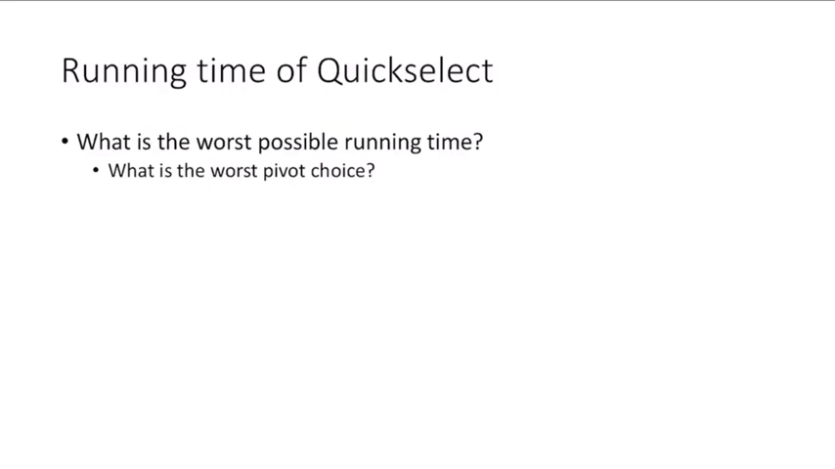Let's start by talking about the worst possible running time. Well, what gives us the worst possible running time? It's when we have to search the largest possible amount of array. So let's just say we're looking for the n over 2, the median value. So that's the order statistic we're looking for, the n over 2 value. What would be the worst possible pivot choice? Well, what maximizes the amount of space that we have to look at?